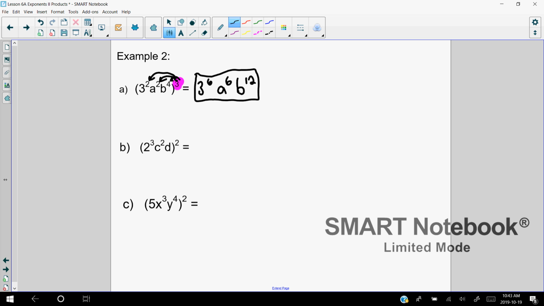Right, try that on the next couple, and remember that if there's nothing written there as an exponent, for example, C, 5, you have to put an invisible 1 in for the 5. Same as the D here. D to the power 1 becomes D to the power of 2 in my answer. All right, check your answers. Make sure you did them right.